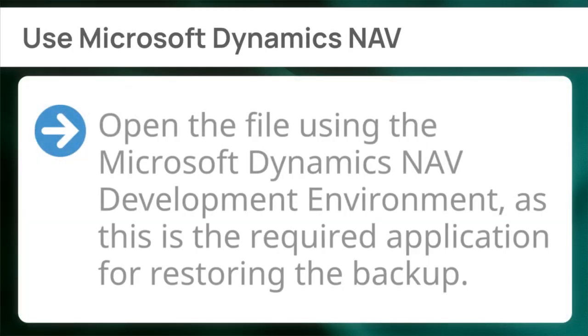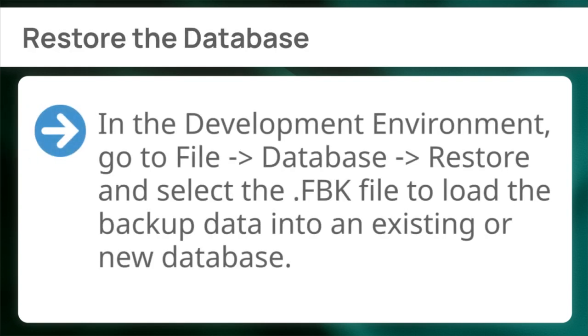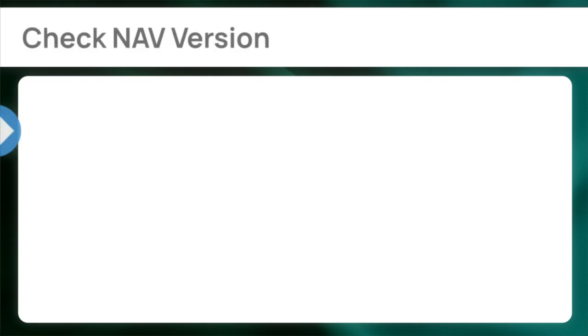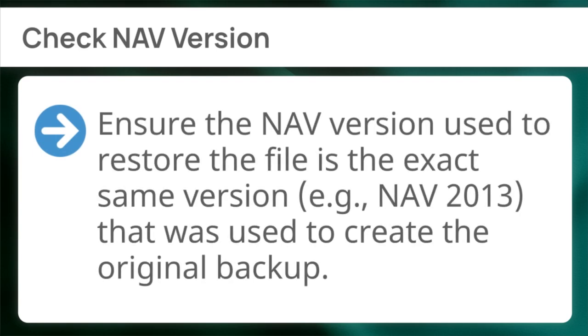First, use Microsoft Dynamics NAV. Open the file using the Microsoft Dynamics NAV development environment, as this is the required application for restoring the backup. Next, restore the database. In the development environment, go to File, Database, Restore and select the FBK file to load the backup data into an existing or new database. Finally, check the NAV version. Ensure the NAV version used to restore the file is the exact same version, e.g. NAV 2013, that was used to create the original backup.